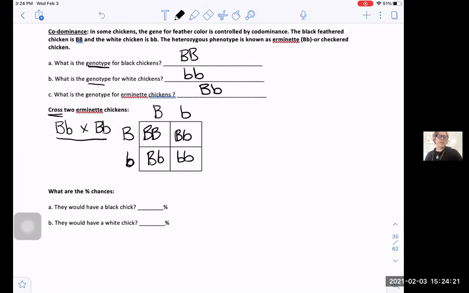All right, if these two chickens had chicks, what percent chance would they have of having a black chick? 25%, right? This one right here would be our black chick. And what percent chance do they have of having a white chick? Also 25%, right? This one down here would be white. And these two would be our checkered, where there'd be black and white feathers, the two heterozygous.